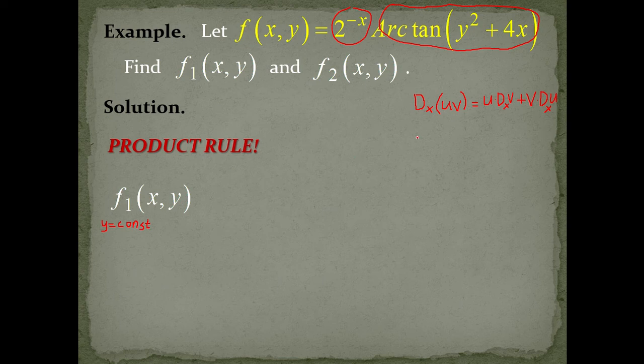In this case, our u is equal to 2 to the minus x, and our v is equal to this one. So the whole thing here is our v, and this is our u.